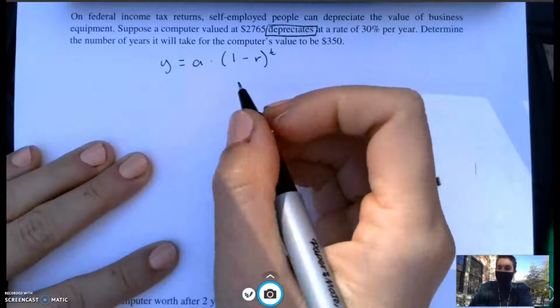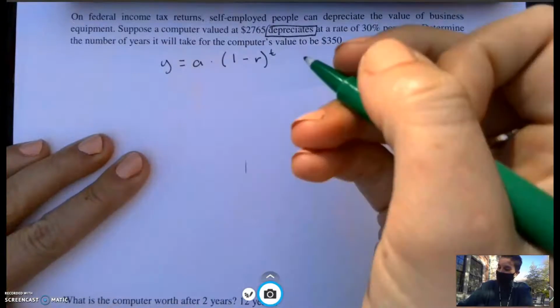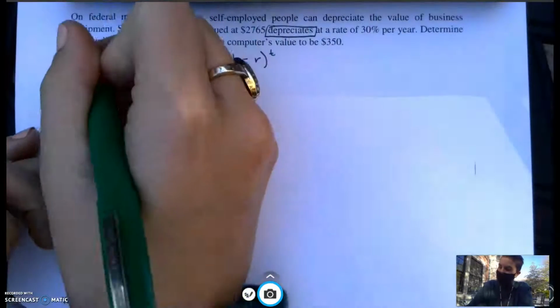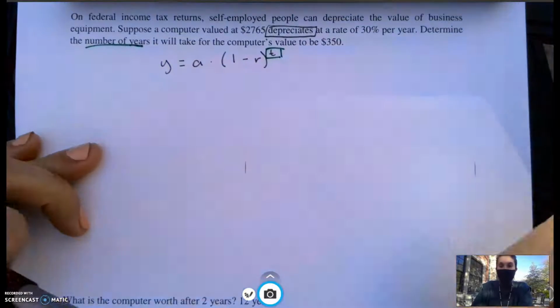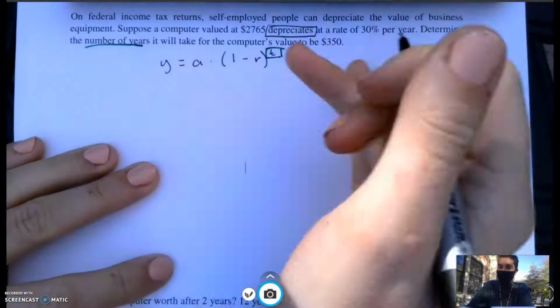So, again, next step in this problem is to determine what are we looking for. It says find the number of years. Number of years sounds a whole lot like time. The time is what we will be solving for. So we just have to sort of plug it in.